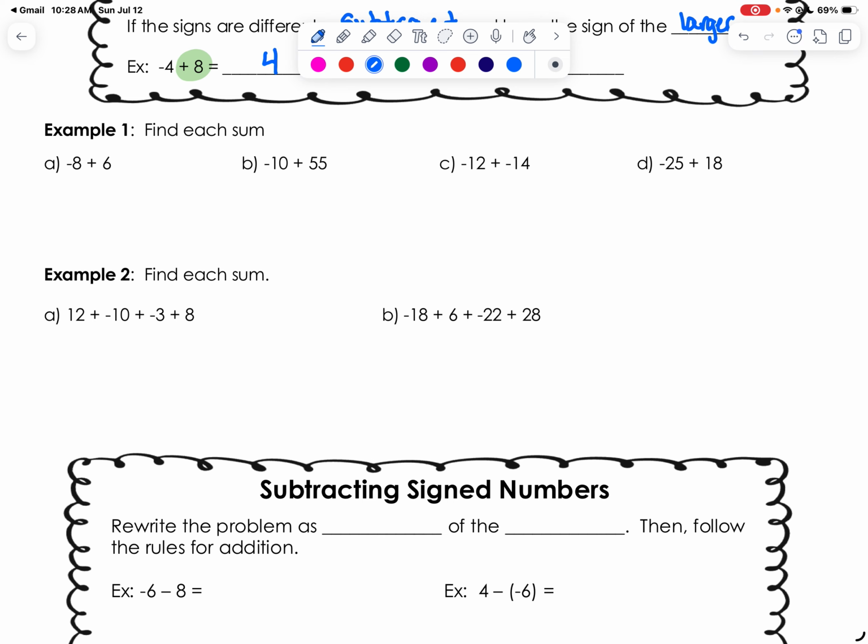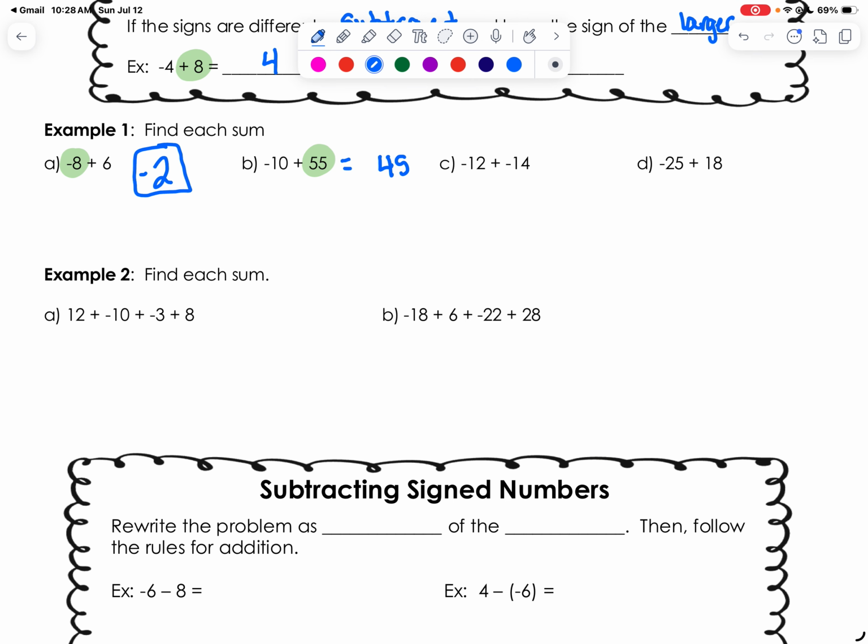So in example 1, it says find each sum, and in problem A, we have negative 8 plus 6. So the signs are different, so we subtract. 8 minus 6 is 2. Then we want to go with the sign of the larger, which in this case is negative. All right, problem B, negative 10 plus 55. Signs are different, so we subtract. 55 minus 10 is 45. Then we're going to go with the sign of the larger, which in this case is positive.